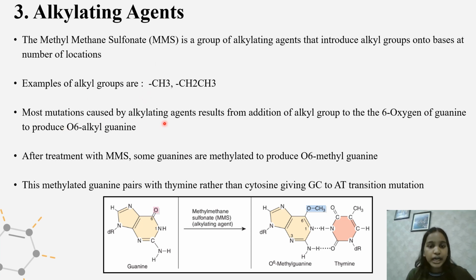Most mutation caused by alkylating agents results from addition of alkyl group to the 6 oxygen of guanine to produce O6 alkyl guanine. After treatment with MMS, some guanine are methylated to produce O6 methyl guanine. It can be seen here. So this is the structure of guanine, and on treatment with MMS, we have now O6 methyl guanine. And this O6 methyl guanine will pair with thymine rather than pairing with cytosine. This gives GC base pair to change into AT base pair. This is also a transition mutation.